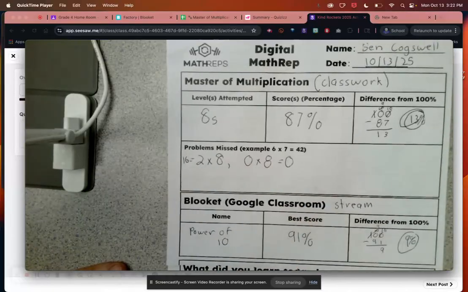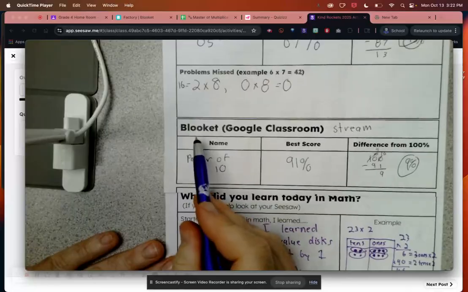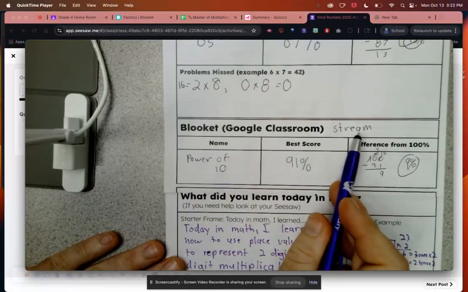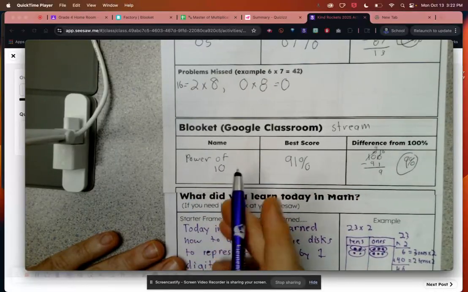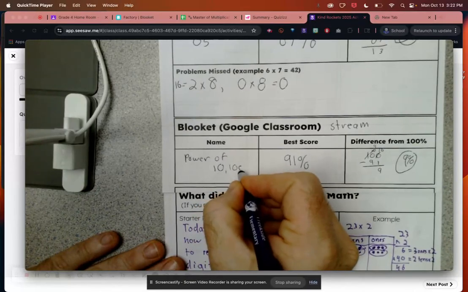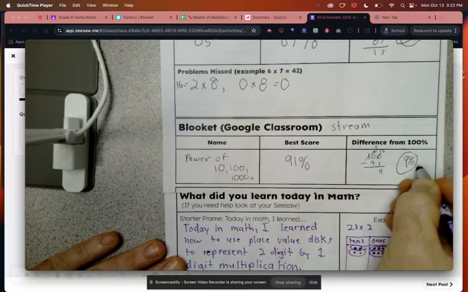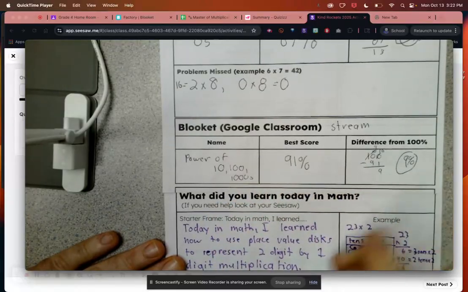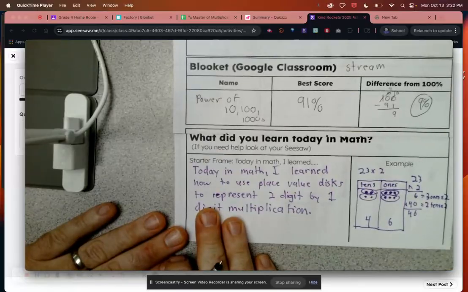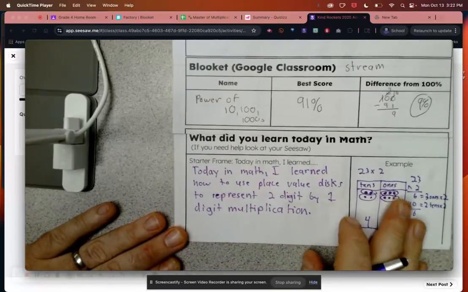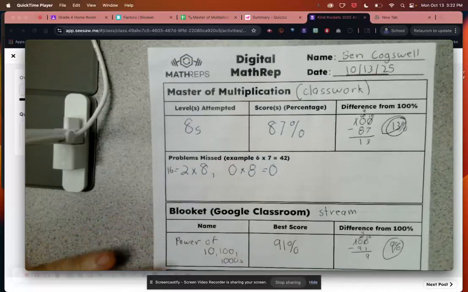I wrote down the problems I missed. I went to the Blooket, and I did the Google Classroom and the Stream. I did the power of 10, and it was actually 10, hundreds, and thousands. I got a 91. I subtracted from 100. I got 9. This is what I learned in Seesaw. And then I did my example. Hopefully that helps you with today's math rep.